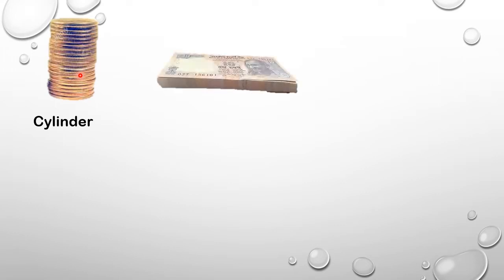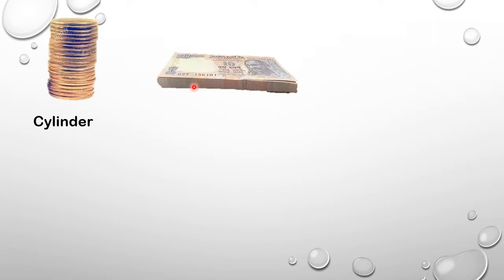Now I am going to take some more 5 rupee coins and I place them like this. If I place these 5 rupee coins like this, what shape do we get now? What shape do we get? So here we got a cylinder. It looks like a cylinder. The same way, now I am going to take some more 10 rupee notes and I place them like this.